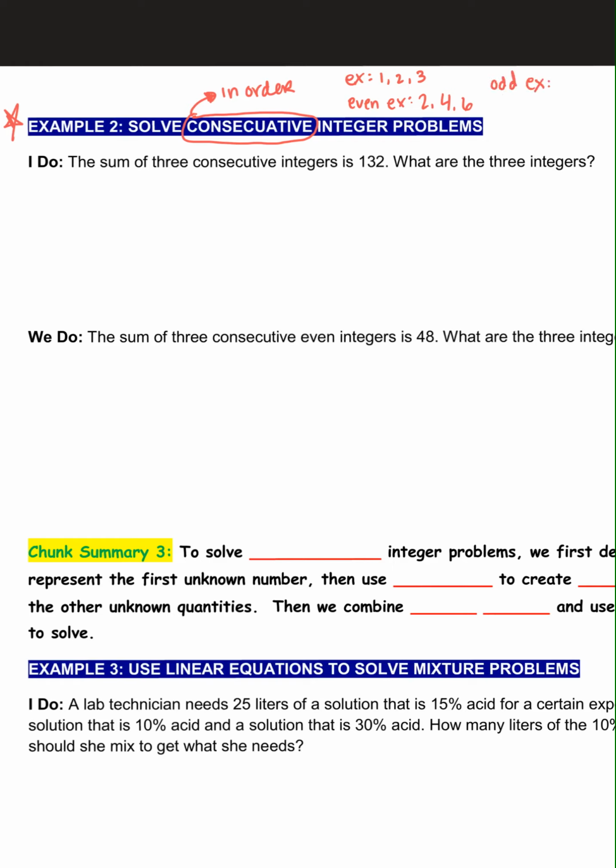So they're still going in order. These ones are just going in order with even numbers. These ones are just going in order with odd numbers. These ones are going in order in general. So when I say consecutive, you're looking for answers that are one after another.